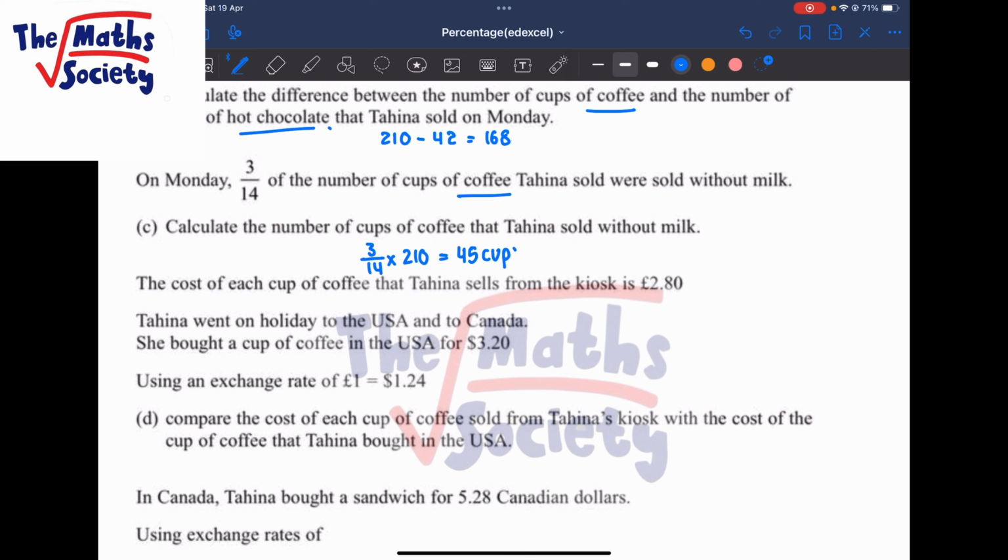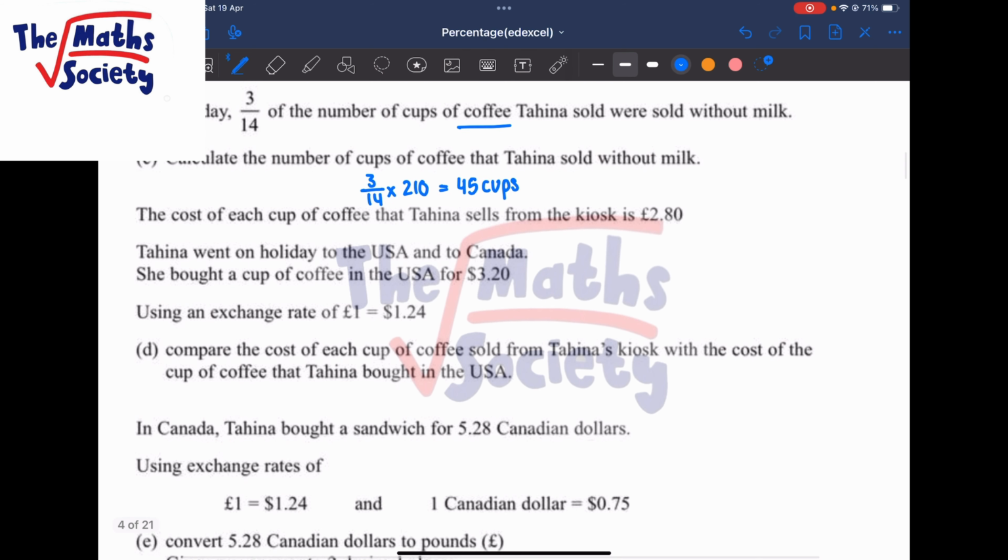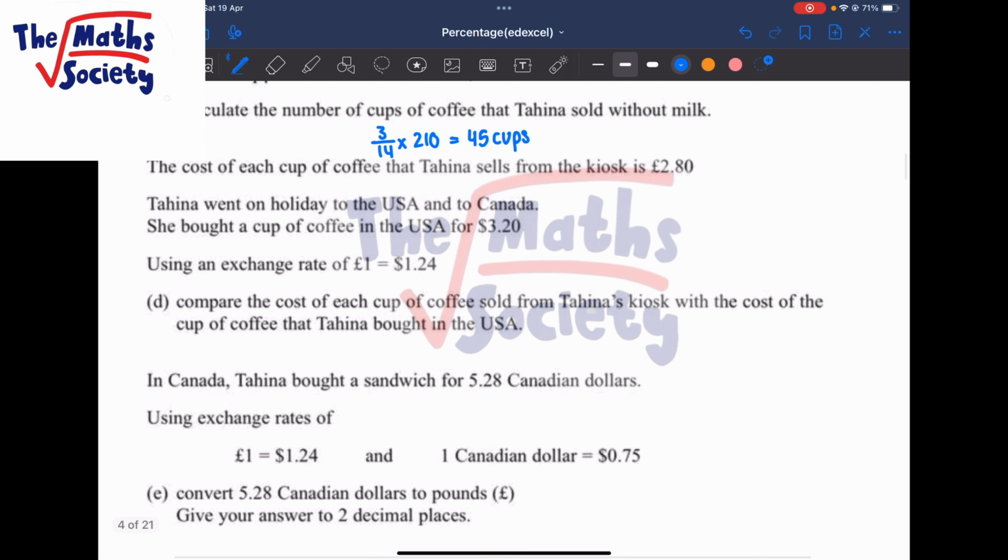Is the number of cups that Tahina sold without milk. And here, it says that the cost of each cup of coffee that Tahina sells from the kiosk is 2.80 pounds. And Tahina went on a holiday to the US and to Canada. She bought a cup of coffee in the US for $3.20. Using an exchange rate of £1 equal to 1.24, compare the cost.